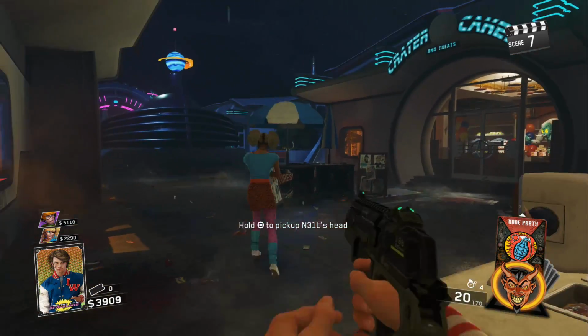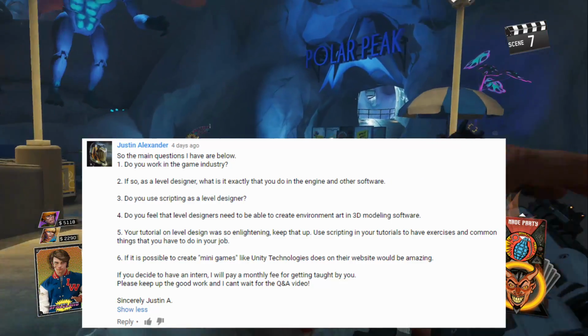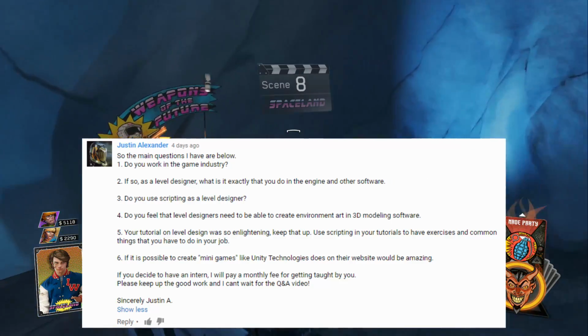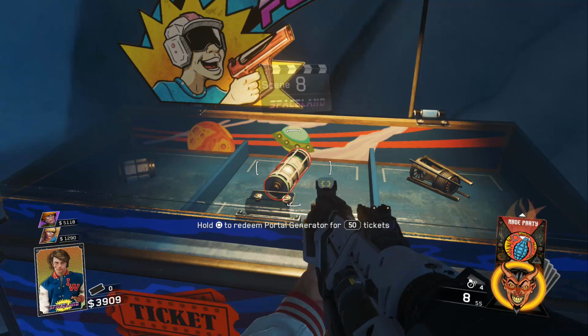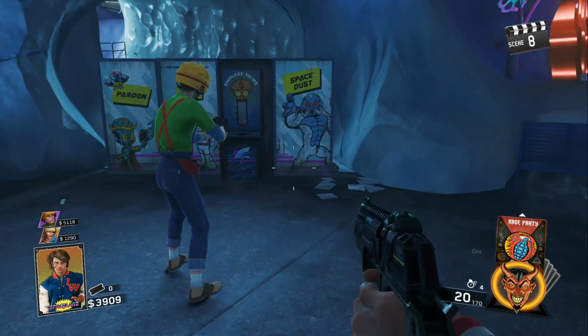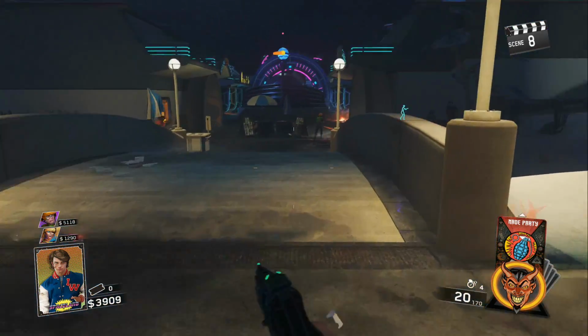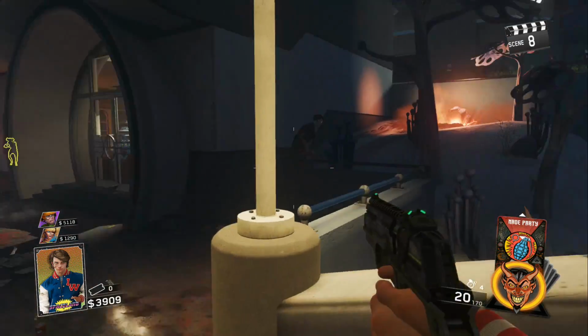Fourth question by Justin is, do you feel that level designers need to be able to create environment art in 3D modeling software? I personally do absolutely not believe that. I think that if you use a 3D software or a game engine in that scenario, it should be more than enough.